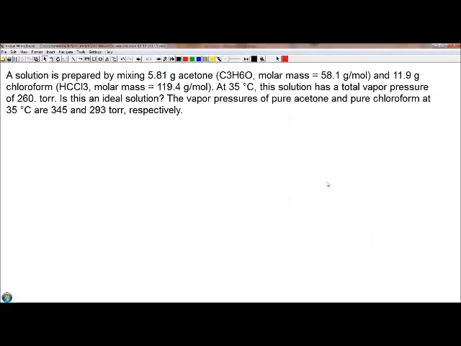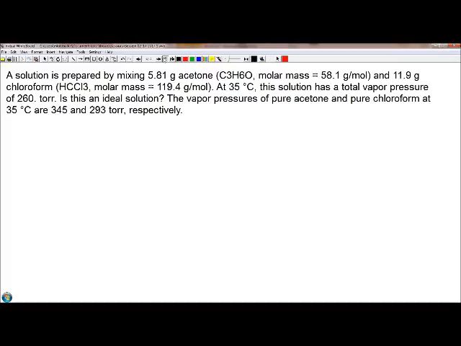So for example 6, a solution is prepared by mixing 5.81 grams of acetone and 11.9 grams of chloroform together. At 35 degrees Celsius, this solution has a total vapor pressure of 260 torr. Is this an ideal solution? The vapor pressures of the pure liquids are 345 and 293 torr respectively.